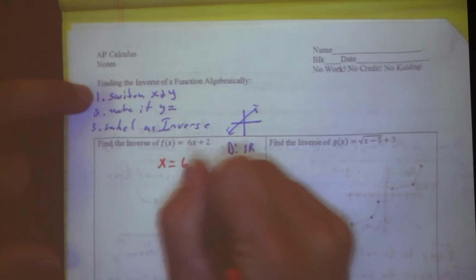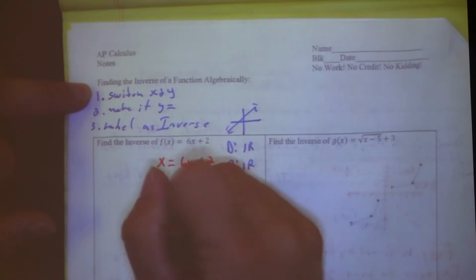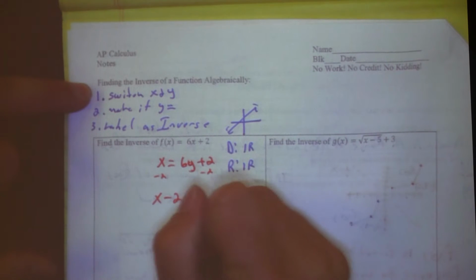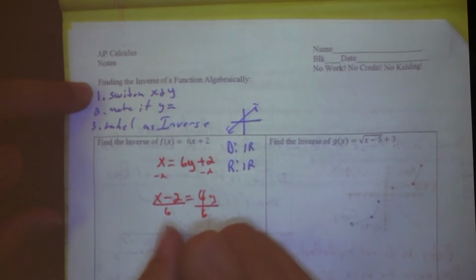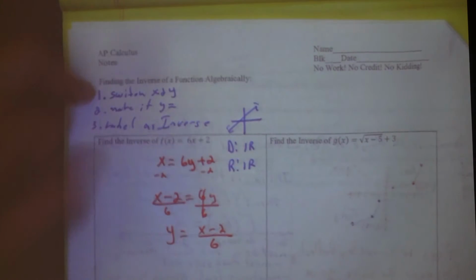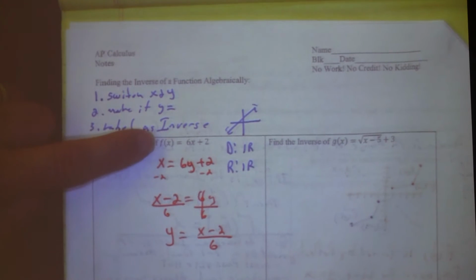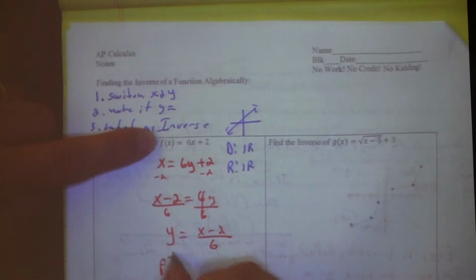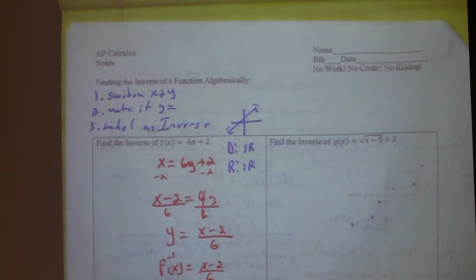So x equals 6y plus 2. Okay, and subtract 2: x minus 2 equals 6y. Divide by 6. y equals x minus 2 over 6. And label it as the inverse of the original function you started with. So this will be f inverse of x is equal to x minus 2 over 6. Super easy?